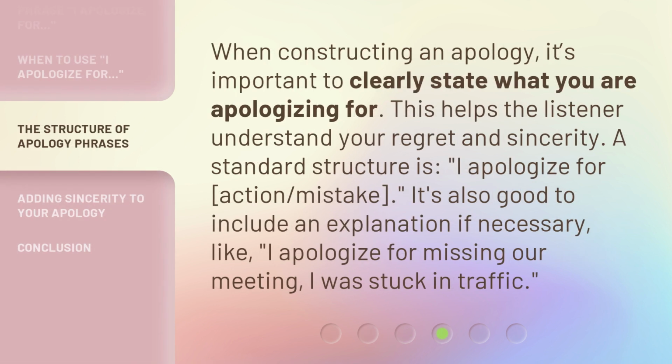When constructing an apology, it's important to clearly state what you are apologizing for. This helps the listener understand your regret and sincerity. A standard structure is, "I apologize for [action/mistake]." It's also good to include an explanation if necessary, like, "I apologize for missing our meeting, I was stuck in traffic."